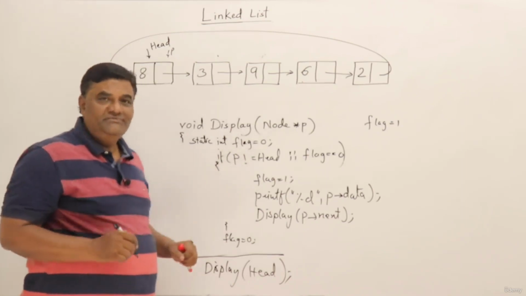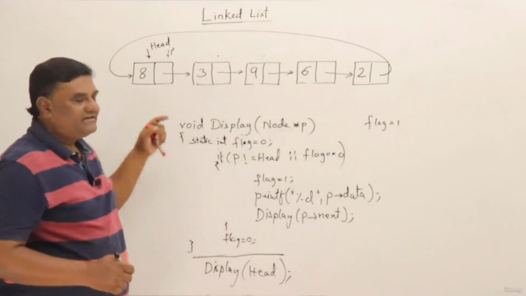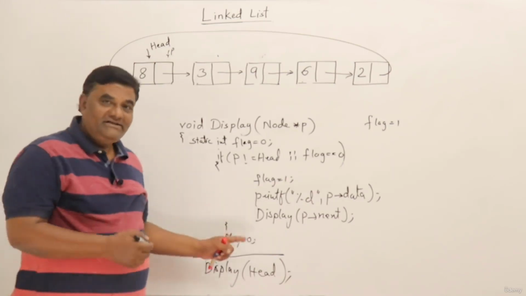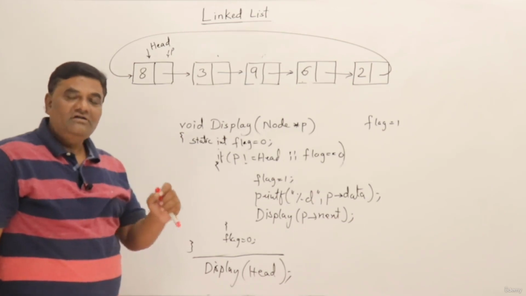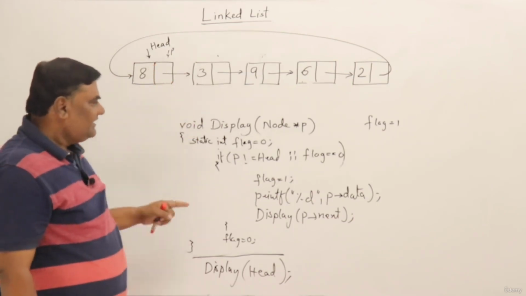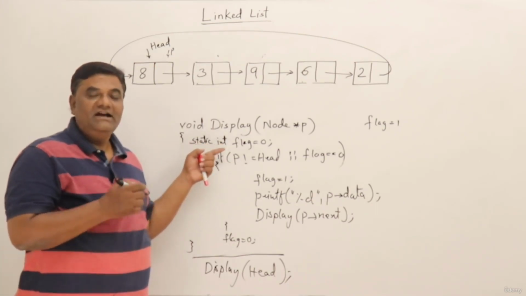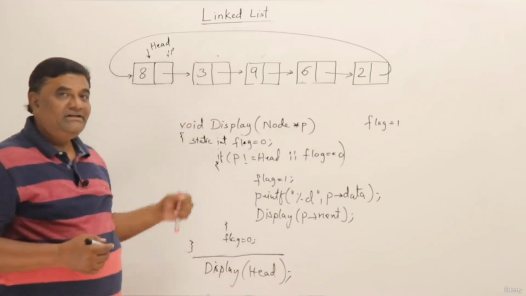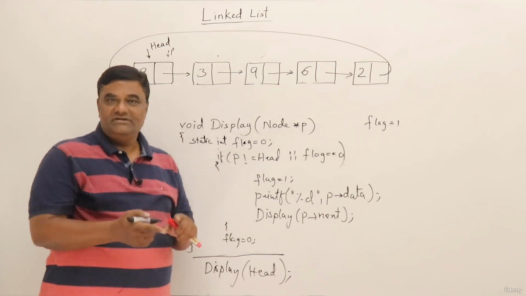So how many times will the function call itself? 1, 2, 3, 4, 5, then again here 6. So it will make 6 calls, and at the 6th call it makes the flag 0 and terminates. So finally, for writing a recursive function upon a linked list, we have to use static variables. This static variable will help us know whether this is the first time P and head are the same, or the second time they are the same. So I am using flag with 0 and 1. That's it.